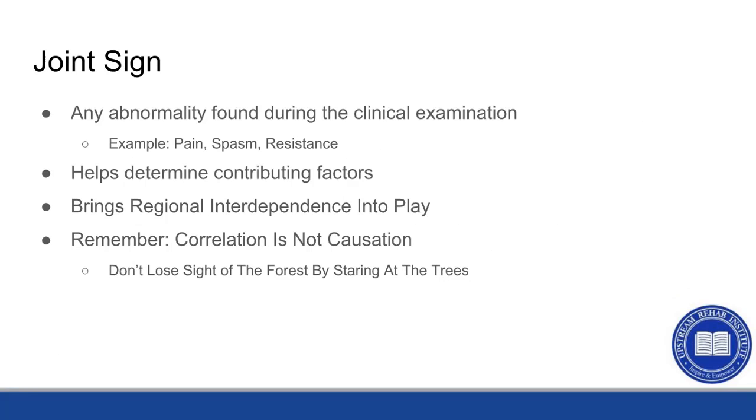So a joint sign. These are important. These are any abnormality found in the clinical examination. They truly help determine those contributing factors and that regional interdependence, but sometimes we have to be sure that we don't run away with this. So always remember, correlation is not causation. A lot of times we can miss the forest by staring at a tree, and a joint sign can seem like a contributing factor, but we can't necessarily say A plus B equals C. We have to do it in due time. Again, this is another time that a test, treat, retest model can come in pretty handy.